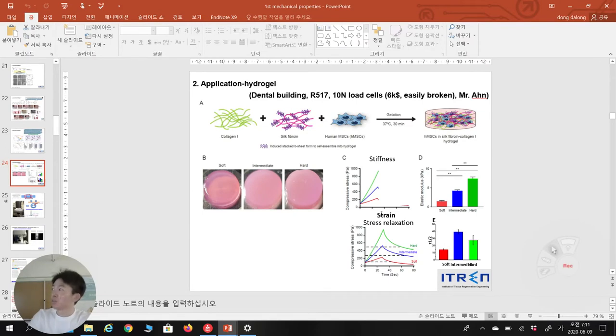Yeah. So from this strain-stress curve, you can measure the stiffness from the slope. So this is low stiffness, middle stiffness, high stiffness. So you can vary the stiffness.